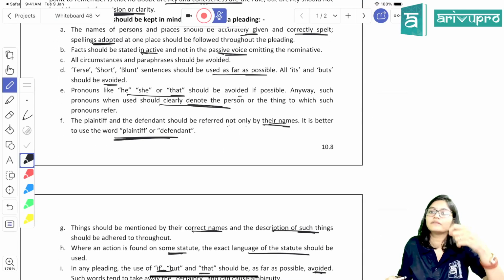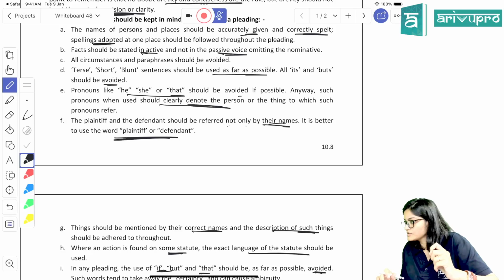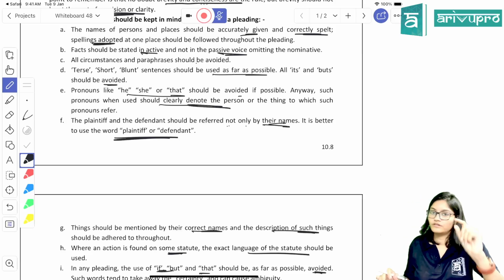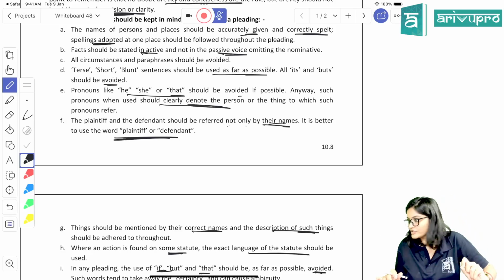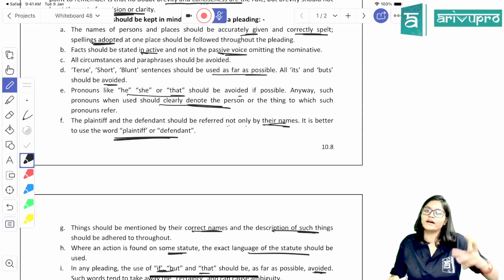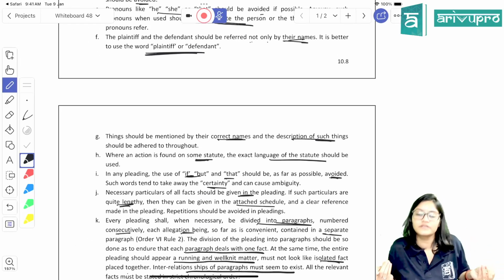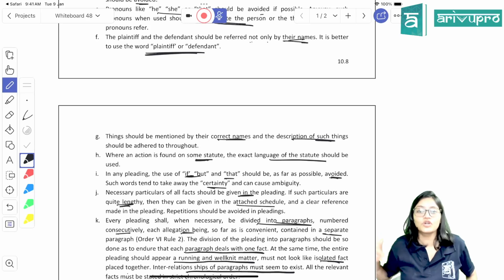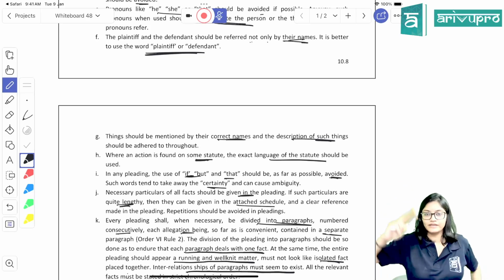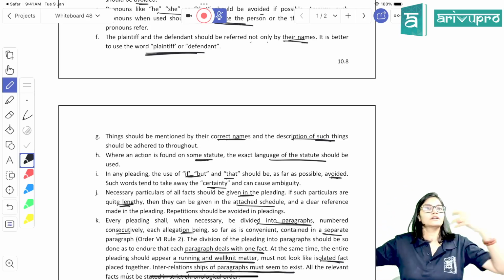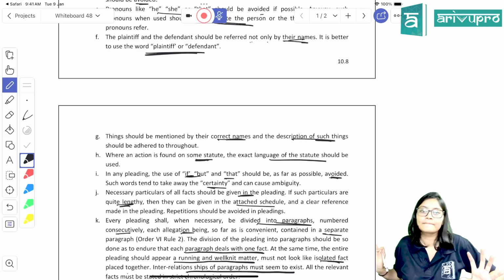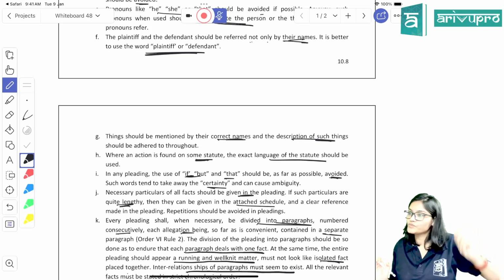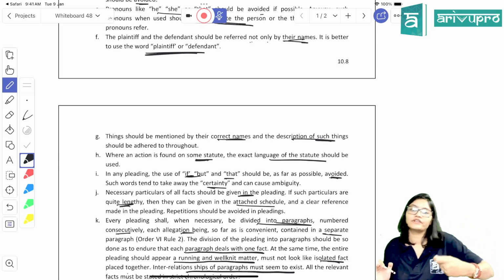Dates and figures should be mentioned in words as well as figures. If any law is there, the same, correct language should be used. Avoid if, but and all those things, because they create uncertainty. Divide into paragraphs, make the numbers, and facts should be in chronological order. Some relation should be there between the paragraphs. It is not that you are writing randomly anywhere. So all these points you will take care of when you are drafting a pleading.